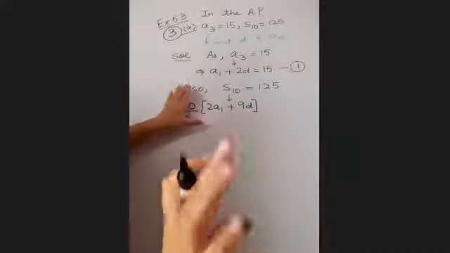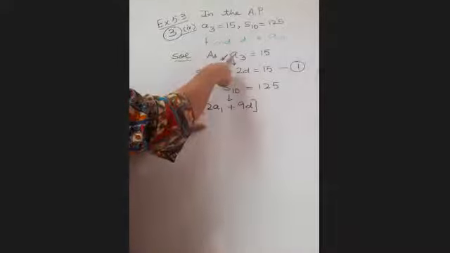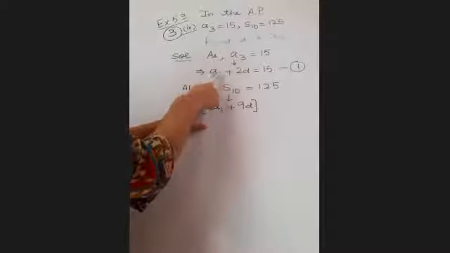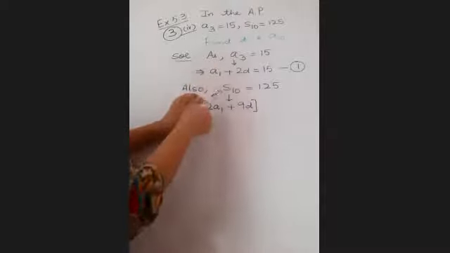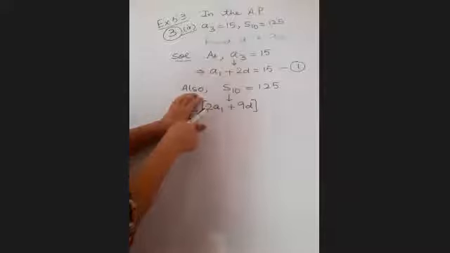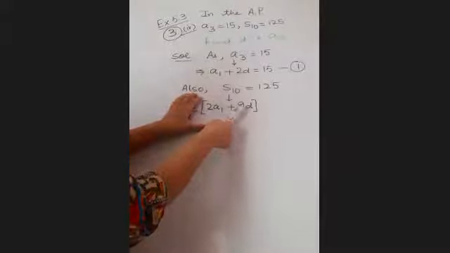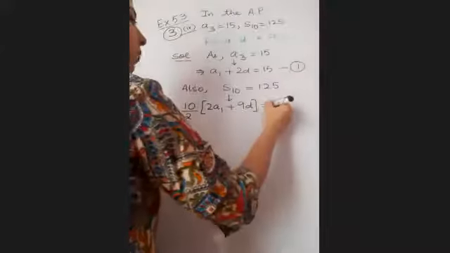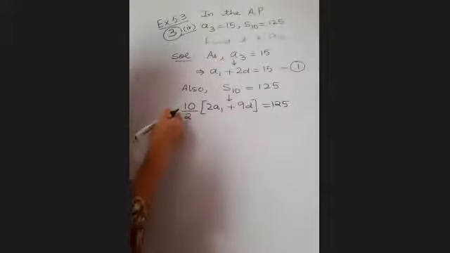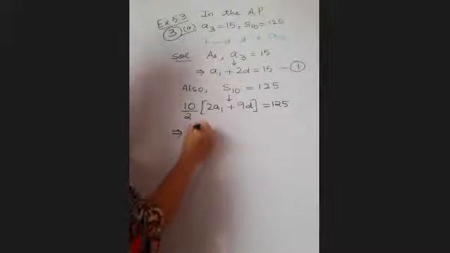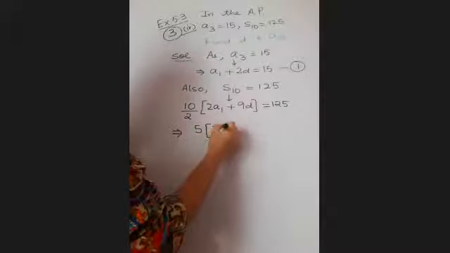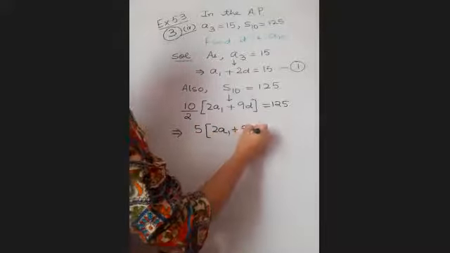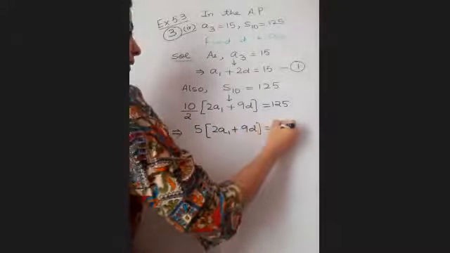9D. Keep one logic in mind. When we are talking of nth term, it is A1 plus n minus 1 D. When we are talking of sum, it is 2 times A1 and the same n minus 1 D, and outside there is also n by 2. Okay? Is equal to 125. Now what is 10 by 2? 5. 2A1 plus 9D is equal to 125.